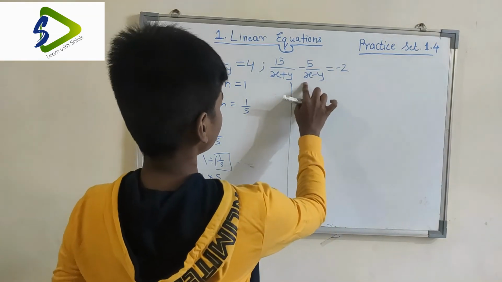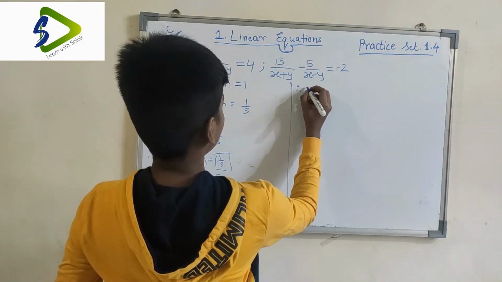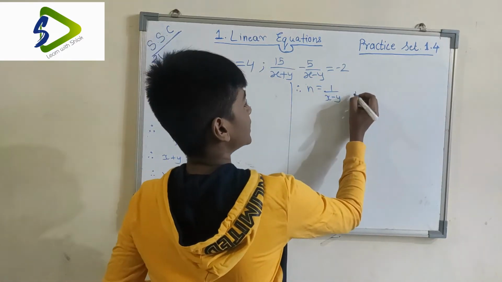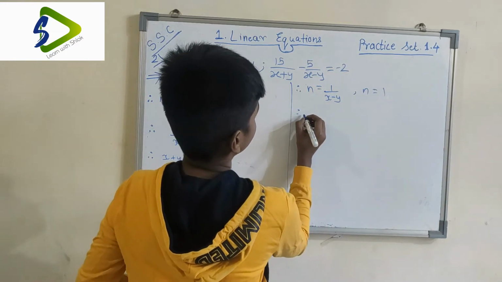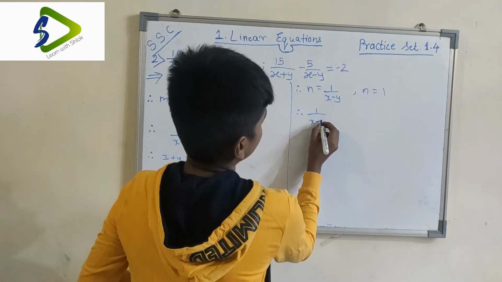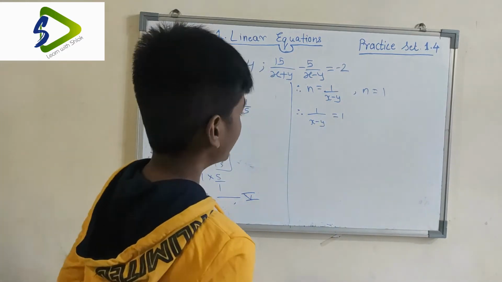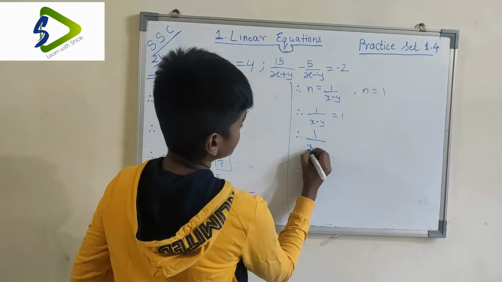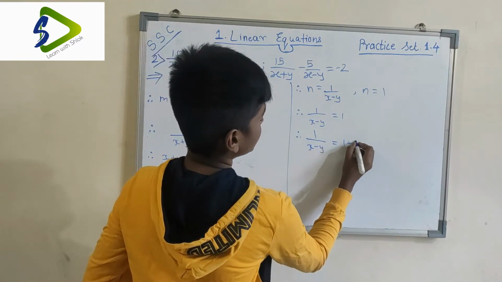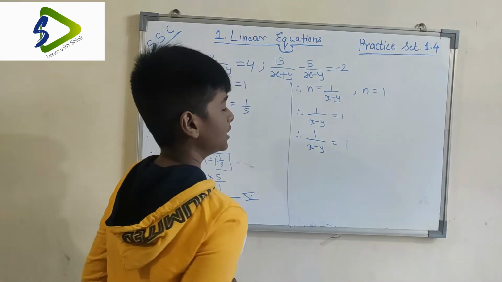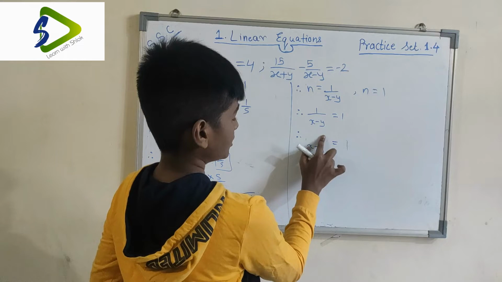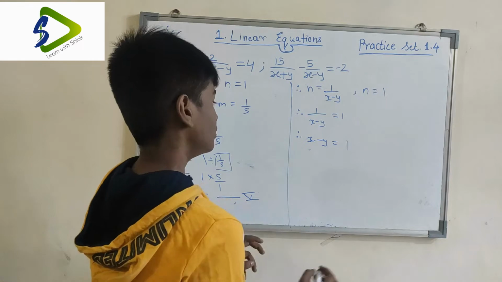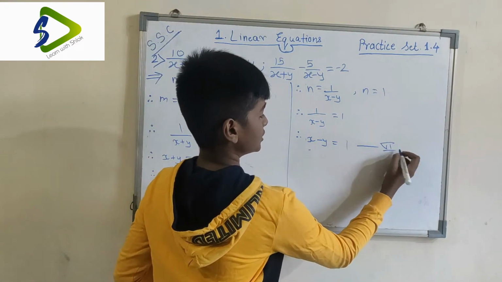And now therefore n, we considered n as 1 by x minus y, and also that n is equal to 1. So therefore 1 by x minus y is equal to 1 also. So now you take 1 to the other side, you get 1 by x minus y is equal to 1 divided by 1, which is just 1 only. Okay, so our equation is x minus y is equal to 1. Okay, so let's consider this as the sixth equation now.